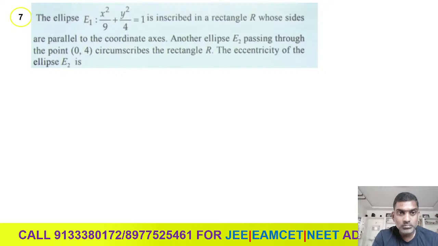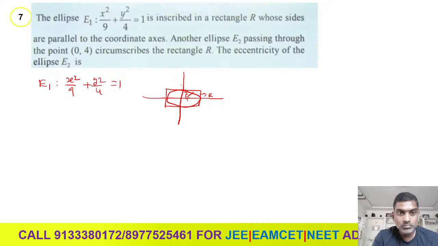Okay, so here we have two ellipses. First ellipse is E1, x square over 9 plus y square over 4 is equals to 1, which is inscribed in a rectangle. The rectangle will be like this. So draw the axis here, x axis and y axis. Here a greater than b, so this is a horizontal ellipse whose sides are parallel to the coordinate axis. Okay, and this is E1 here, and this is R.